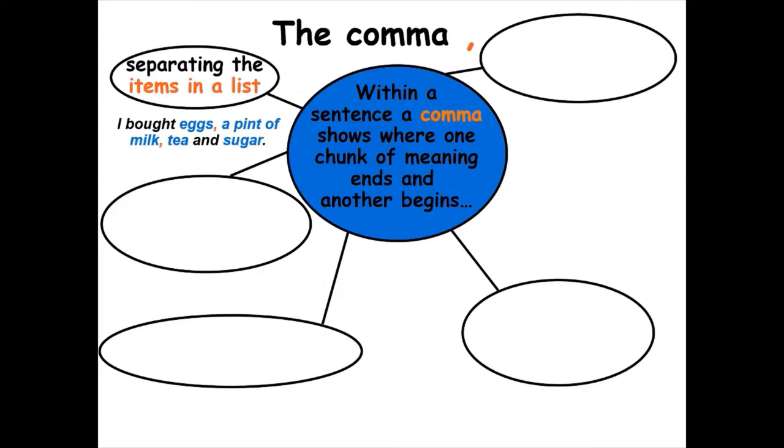For example, in this sentence given here, if we did not use commas here, how would it be? I bought eggs a pint of milk tea and sugar. Doesn't really make sense, right? We don't know what it is. Eggs, a pint of milk, tea, right? Therefore, we need commas: eggs, a pint of milk, tea, and sugar. Otherwise, it sounds like a pint of milk tea, right? So the information given totally changes.